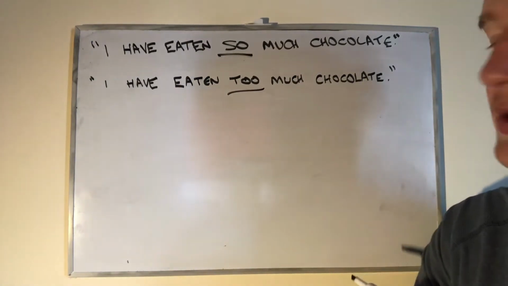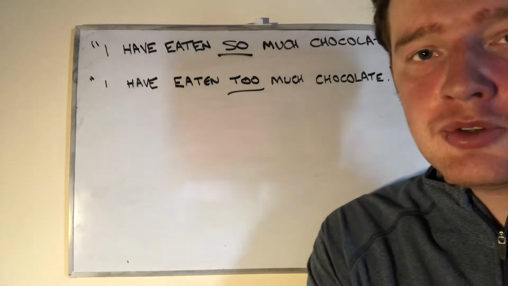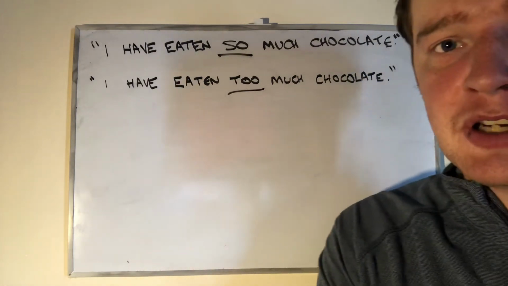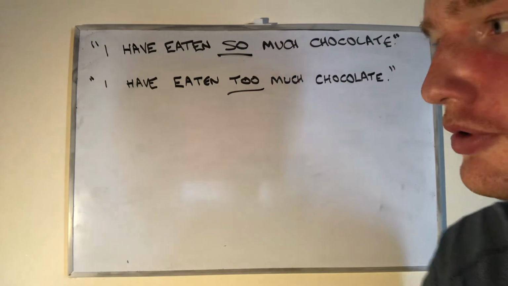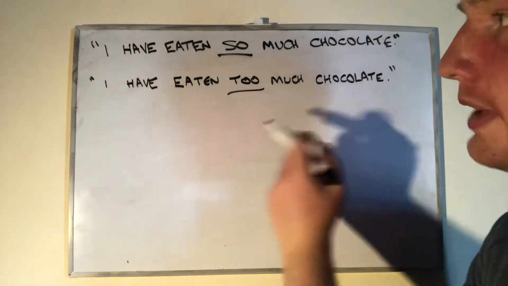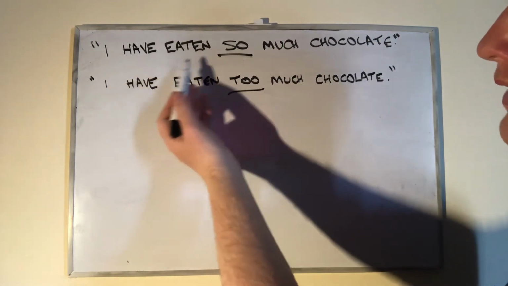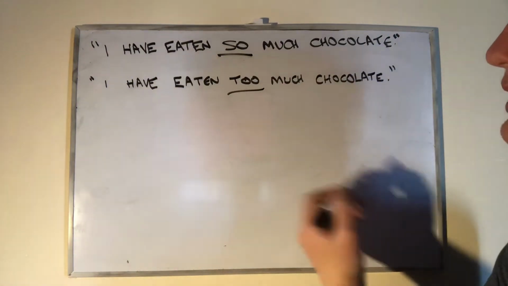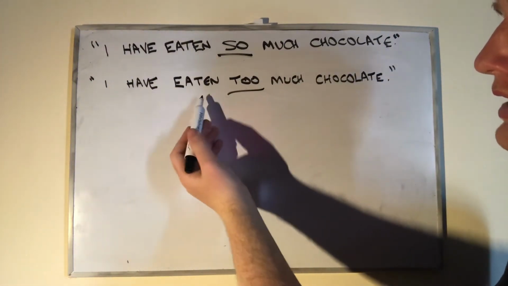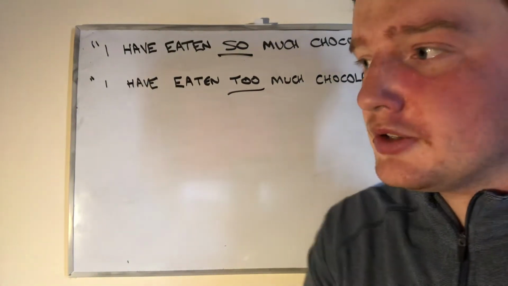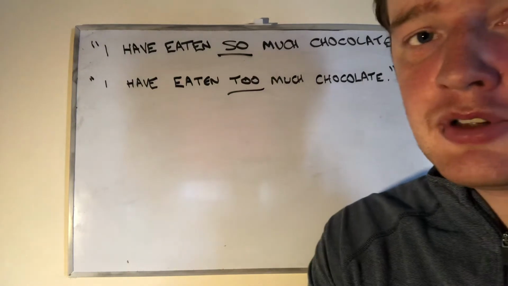So these are two words which many students confuse or struggle to use effectively, and so we're going to spend some time looking at them today to hopefully improve your understanding of them. So we have our example sentences here: I have eaten so much chocolate and I have eaten too much chocolate. So our objective is, by the end of this video, to have understood the difference between them.